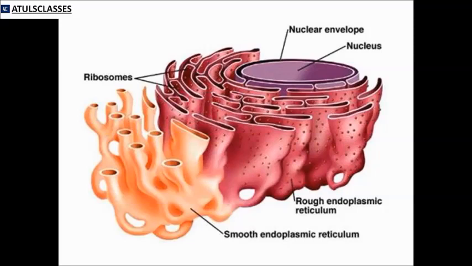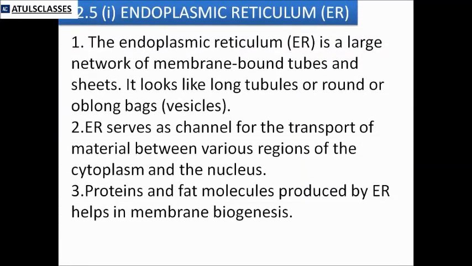The endoplasmic reticulum or ER is a large network of membrane bound tubes and sheets. It looks like long tubules or vesicles. It's a channel for transport of material between various regions of the cytoplasm and the nucleus. The proteins and fat molecules produced by ER help in membrane biogenesis, or the formation of membrane, which has two important constituents, the protein and the fat or lipids.